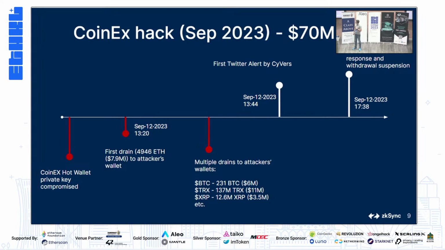After 24 minutes from the first drain, the crypto security company Cyvers tweeted an alert about these transactions and tagged the official CoinEx account. Only after 4 hours from the event, CoinEx responded and suspended the withdrawals. So the main idea here is that if the company had proper alerting, they couldn't have blocked the first withdrawal, but they could have mitigated the next withdrawals, which led to around 70 million lost by the company.